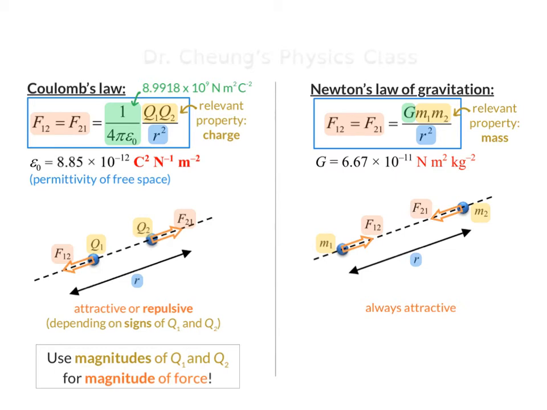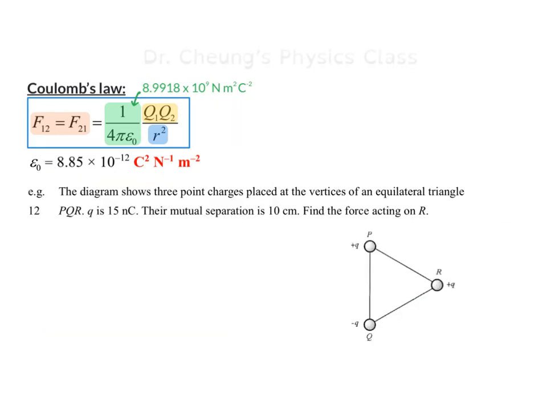Since Coulomb's law is so similar to Newton's law of gravitation, many skills for problems with gravitation are also useful here. For example, in this problem, we have three point charges P, Q, and R forming an equilateral triangle, and we need to find the force acting on R. Obviously, R is repelled by P and attracted by Q, so the force on R by P points away from P, while the force on R by Q points towards Q.